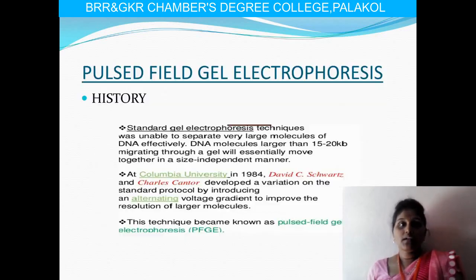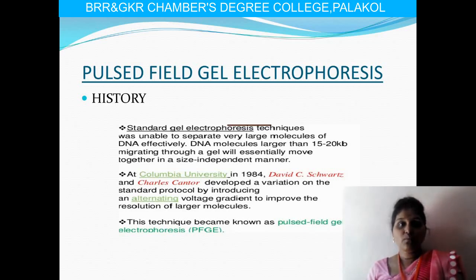electrophoresis. The next one is pulsed field gel electrophoresis. Standard gel electrophoresis was unable to separate very large molecules of DNA. So in this technique we use two different types of electrical fields. One is normally generated and the other one is generated spontaneously when the DNA fragment is moving from one side to another side. So here we can separate DNA molecules of large size, 15 to 20 kb.